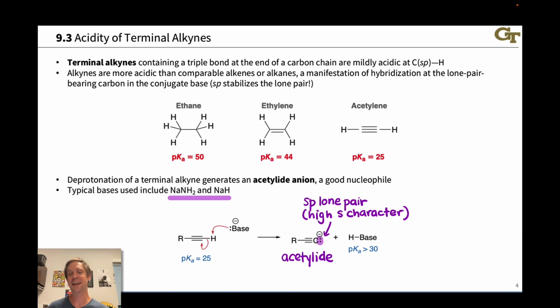The reason these terminal alkynes are relatively acidic is that there's quite a bit of s character associated with the sp hybrid orbital that the new lone pair in the conjugate base is sitting in. That high s character stabilizes the electrons, brings them closer to the nucleus, and makes the acetylide anion relatively stable as carbanions go. At the same time, this is still a great nucleophile, and we can apply it in SN2 reactions. We'll see that a little bit later in this unit.